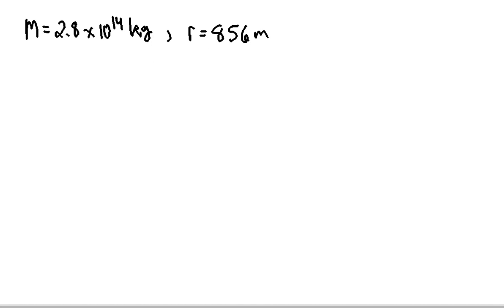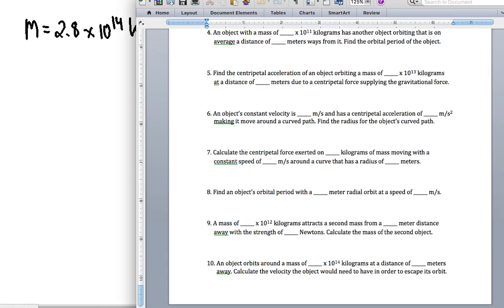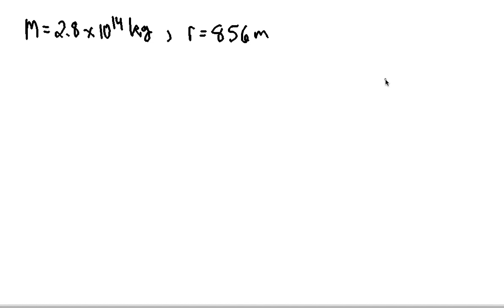And then finally, calculate the velocity the object would need to have in order to escape its orbit. So there's a new quantity. This is known as the escape velocity. So this is not the velocity of Earth. This is the velocity needed to escape the gravitational pull.